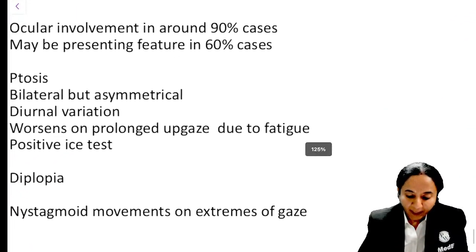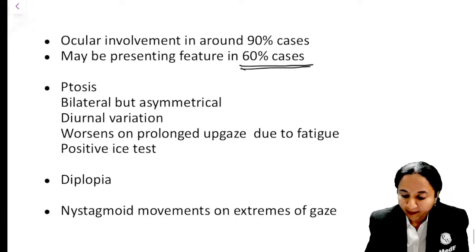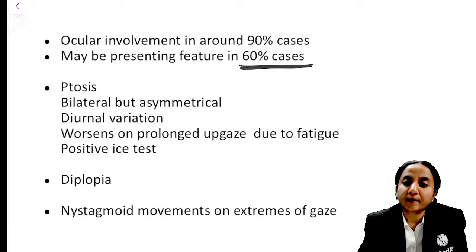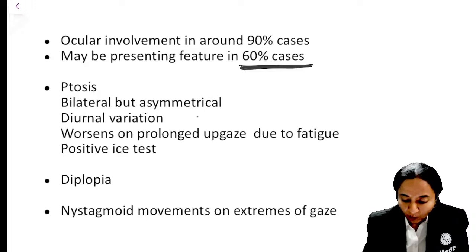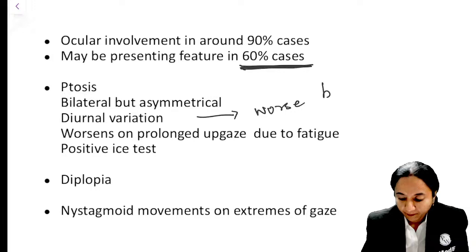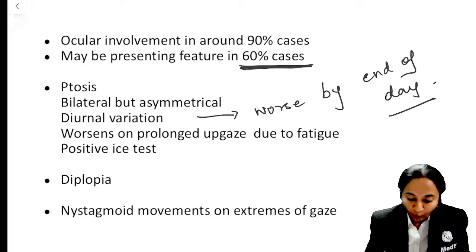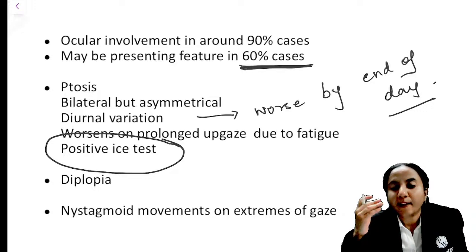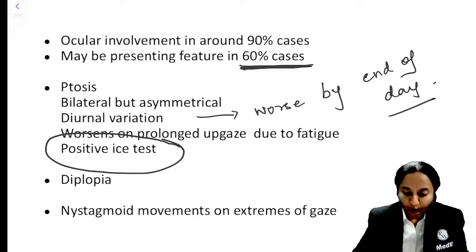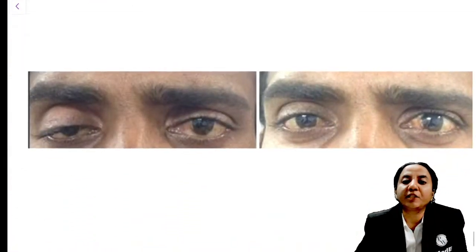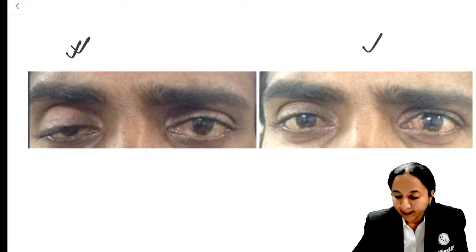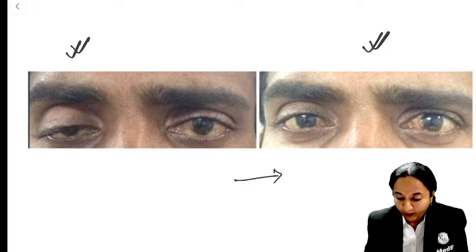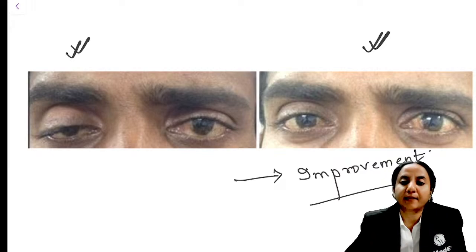Ptosis can be the presenting feature in about 60% of cases. And this ptosis has a diurnal variation, so it becomes worse towards the end of the day. And it improves with the ice test. The positive ice test is not mentioned here, but if you put ice, the ptosis will improve. Also, the ptosis improves with edrophonium injection. After the ice test or edrophonium injection, this is the improvement that will be seen. So this is suggestive of myasthenia gravis.